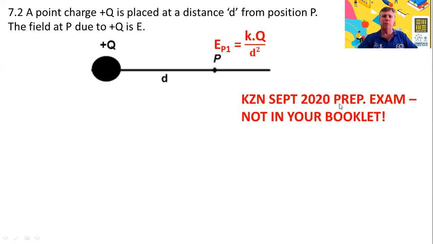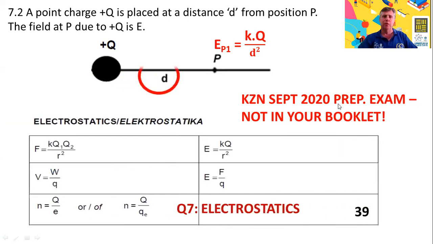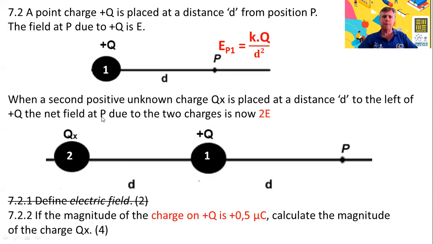Once again, this is the second part of the question. It's not in your booklet, so just concentrate on the screen. So we go to our data sheets on page 39, the second page of data sheets at the top, your electrostatics equations. There is the equation for electric field, a distance r, or it's called d here, away from a charge q. So that's simple enough, but then it says when a second positive unknown charge qx, we're going to call it charge 2 to make it simpler, is placed a distance d to the left of plus q.